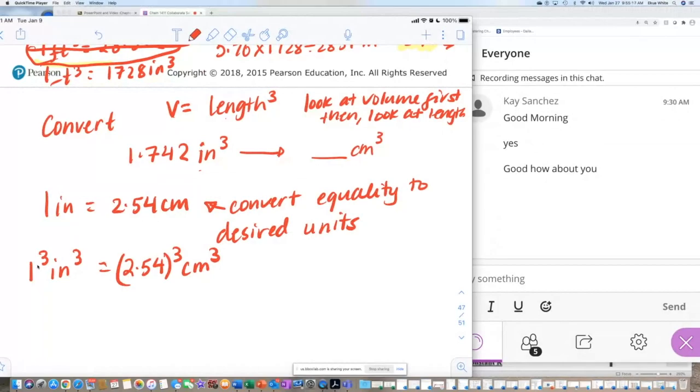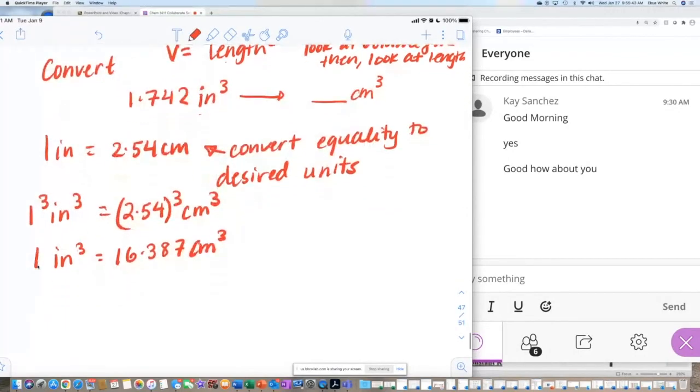Okay, so 1 cubed is 1. 1 to any power is still 1. Then this becomes inch cubed. So for the number 2.54, find cube in your calculator. If you cannot find it, use hat 3. Okay, I get 16.387 centimeter cubed. So now I have the conversion I need, right?